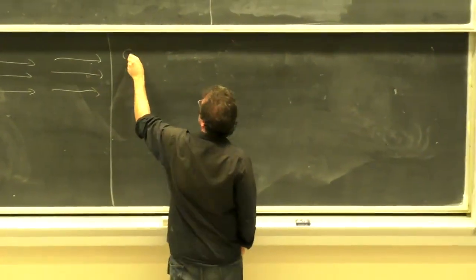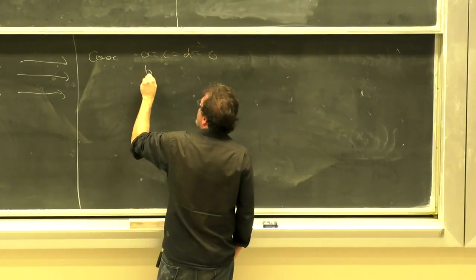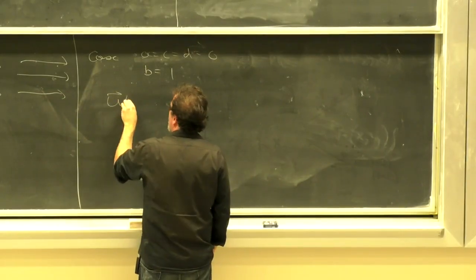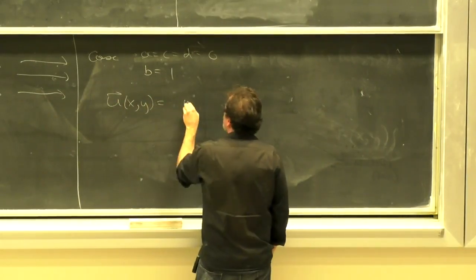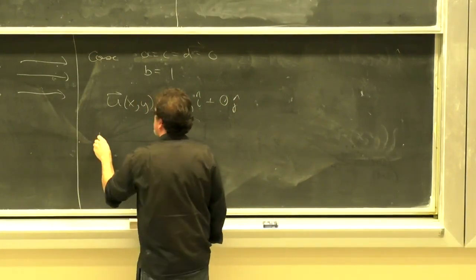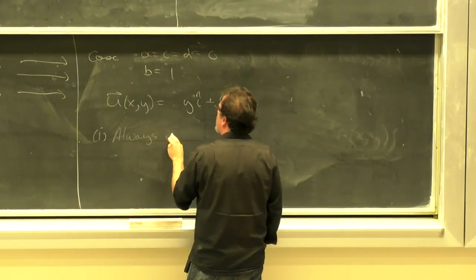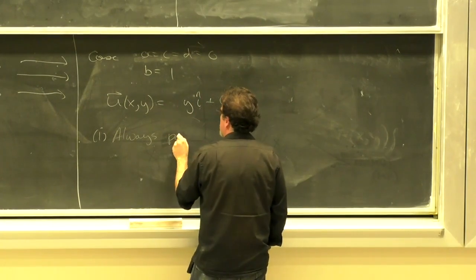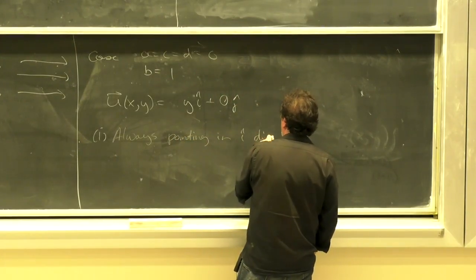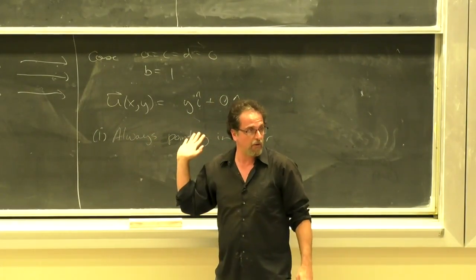So how about the case A equals C equals D equals 0, B equals 1. So here's a different case, B equals 1. In that case, you've got u of x and y equals y i hat plus 0 j hat. So what do I ask myself? Notice that it's always pointing in the i hat direction. So it's parallel. It's pointing only in the i hat direction. So it's going to just be pointing left and right also.